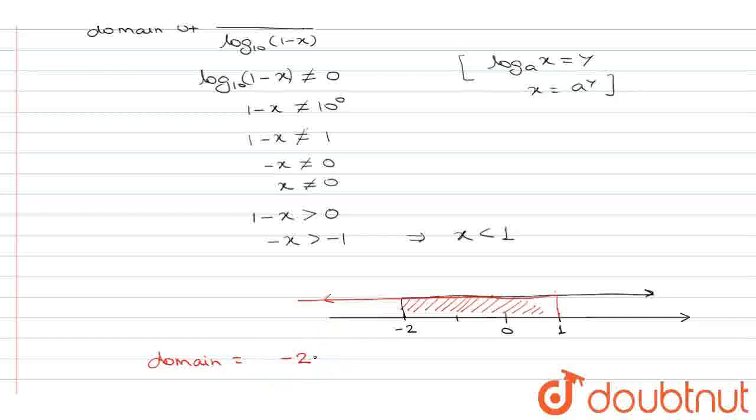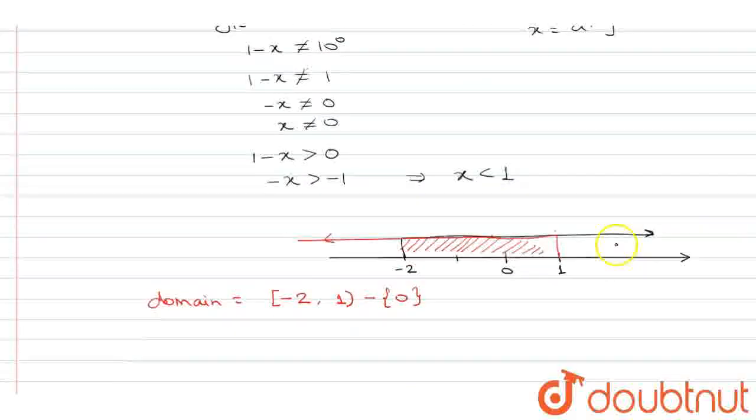-2 to 1, where we cannot take the value 1, but we can take the value -2, except 0. I hope this helps you to get the solution of this question. Thank you.